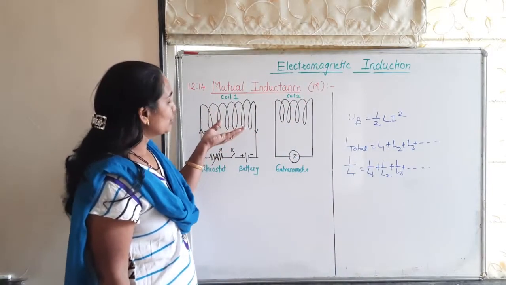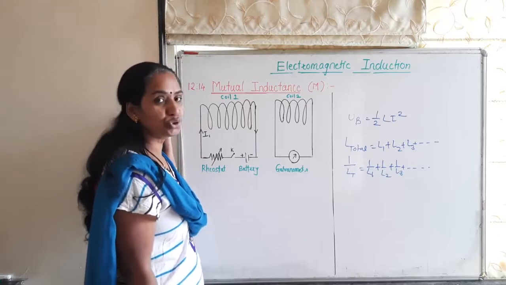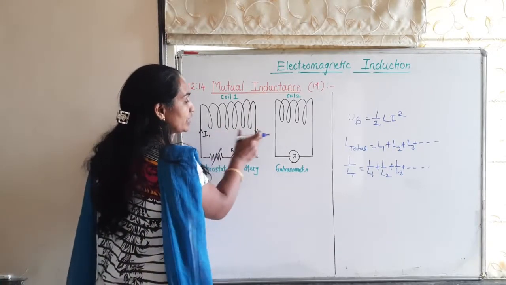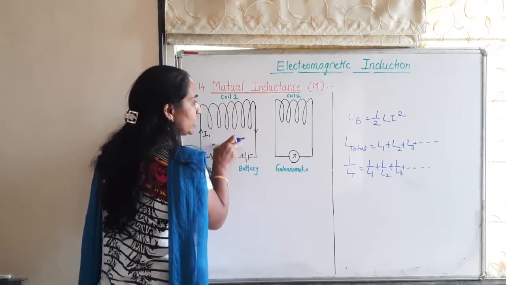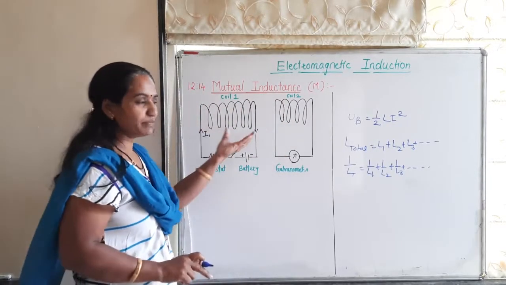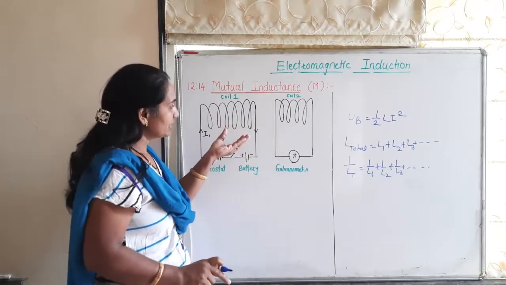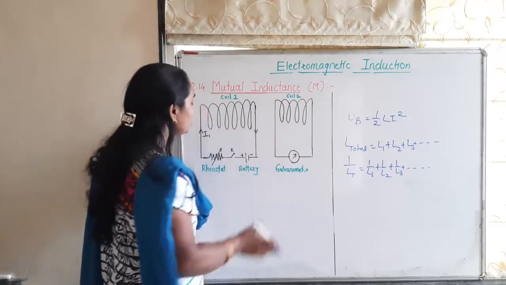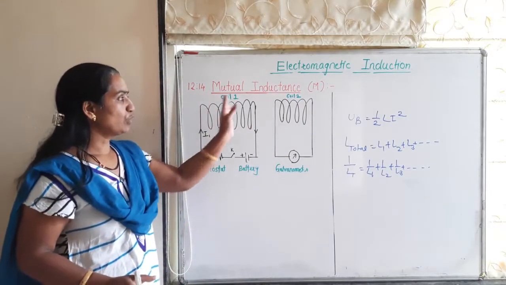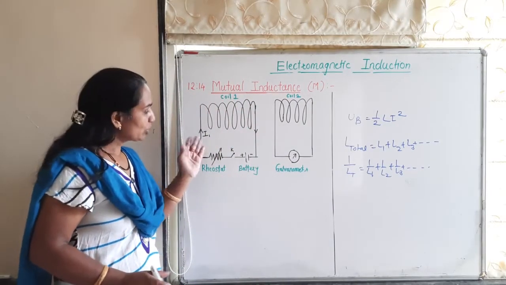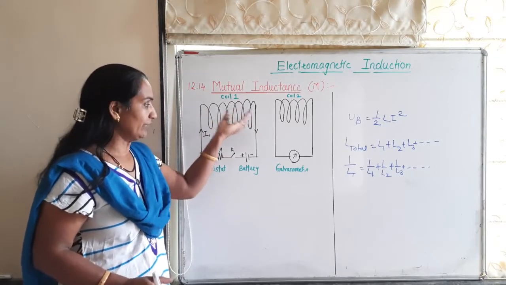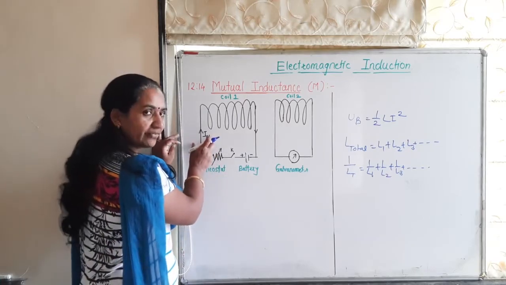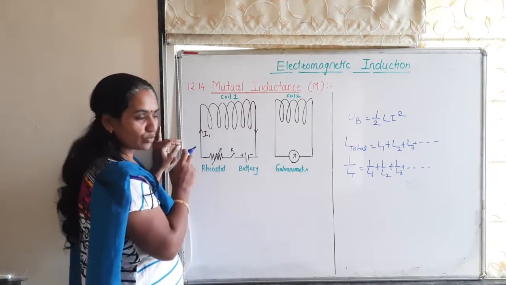So in this video we are going to study mutual inductance. In this case we consist of two coils, coil 1 and coil 2, which are placed side by side, and the current I1 is flowing through coil 1. Because of this current I1, a magnetic field is produced around coil 1.